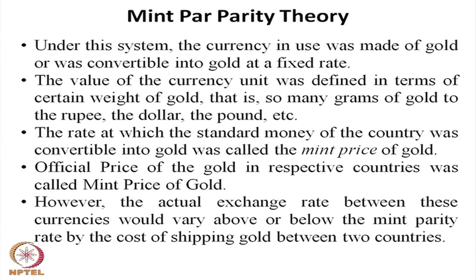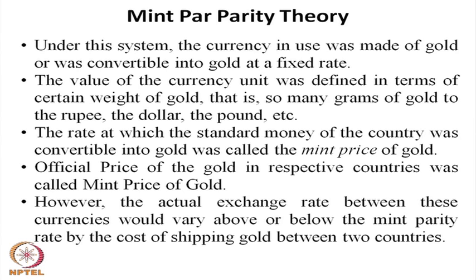The value of the currency unit was defined in terms of a certain weight of gold, that is, so many grams of gold equivalent to a rupee or dollar or pound or any other currency. Here the underlying asset is gold, and on that basis the currency standard developed. It may be a pure gold standard, or it may be a relative gold standard. However, the underlying asset on which the currency standard developed was gold.